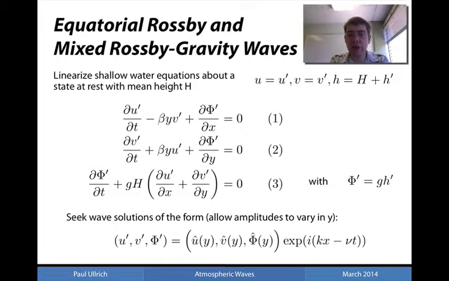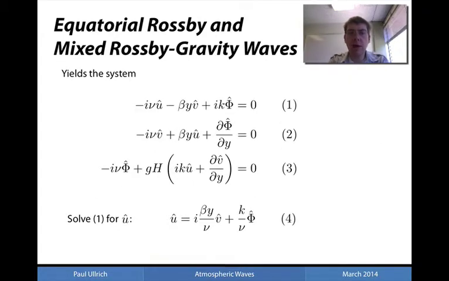Now we're going to seek wave-like solutions of this, which vary in the meridional direction, but are wave-like in the zonal direction. So this procedure is again very much analogous to our approach for equatorial Kelvin waves. This yields a system of equations shown here, equations 1, 2, and 3. In particular, note that we still obtain derivatives with respect to y of both the geopotential phi hat and the meridional velocity v. The difference between this derivation and that for equatorial Kelvin waves is that here we have made no assumption of zero meridional velocity.